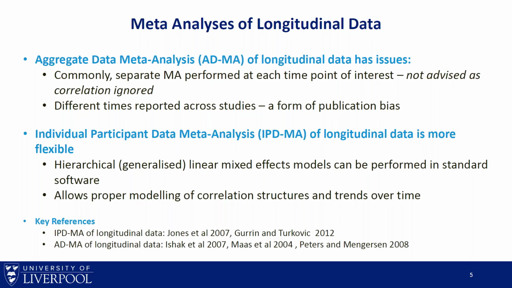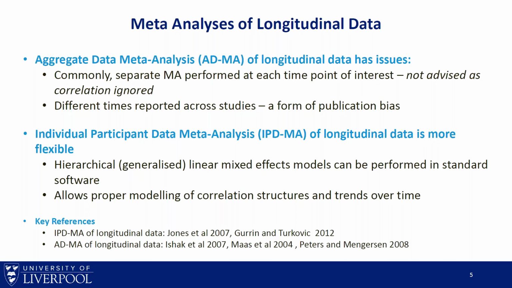Aggregate or study level data longitudinal meta-analyses experience quite a few different problems due to studies reporting results at completely different time points and also not reporting correlation structures across different time points. Many aggregate data meta-analyses of longitudinal data actually perform separate meta-analyses at each time point. So for example, a meta-analysis at baseline, at 6 months, at 1 year. This is not advisable as it ignores correlation over time, and also the set of studies contributing to each meta-analysis at each time point will be completely different, depending on what time points they themselves reported in their studies. That's a form of publication bias, which is quite a big issue.